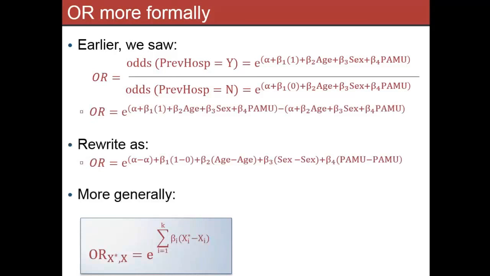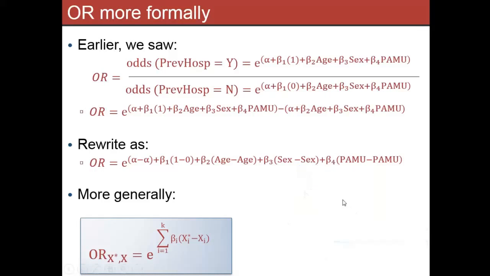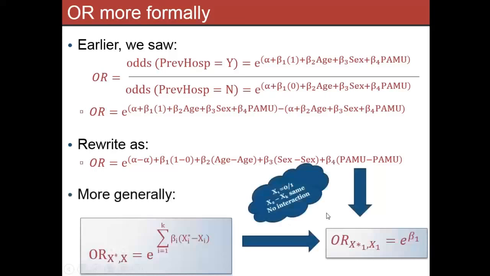Here we go. This is rewriting the example that we had earlier with this formula. So when we had just previous hospitalization as the only thing changing, age cancels out, sex cancels out, PAMU cancels out, and then we were left with just e to the beta 1. Okay, so this looks like a whole lot of work to just get back to e to the beta, but we didn't have to just vary one thing.